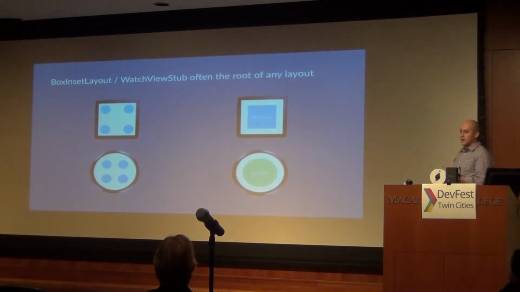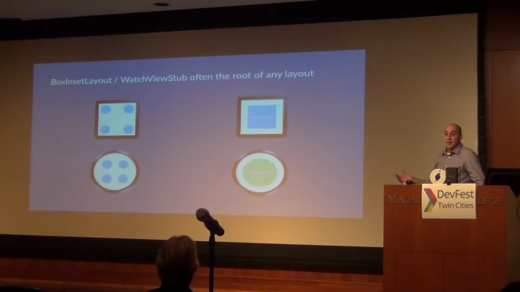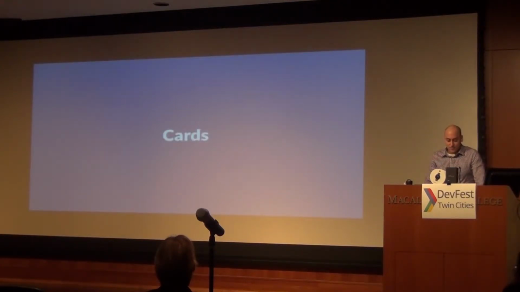All right, so between a combination of box inset layout and watch view stub, these end up being the root of most layouts when you're doing an Android Wear app. So for pretty much everything else I'm going to show, I'm going to be using box inset on every layout, just to provide the padding I need for the round watches. All right, so let's talk about cards.